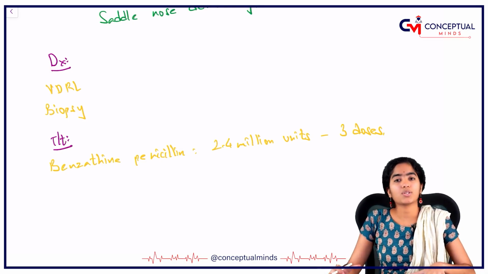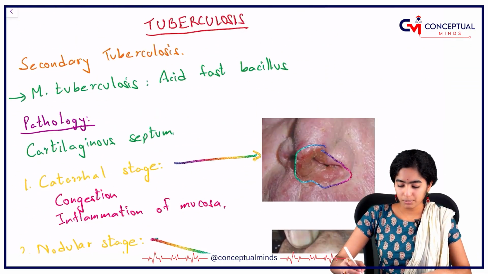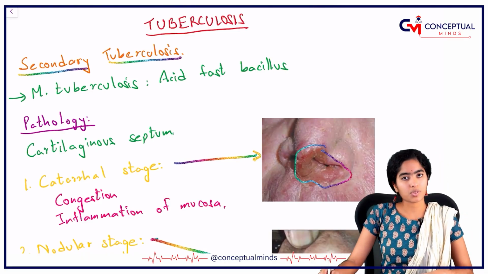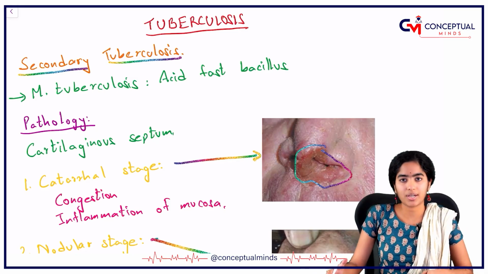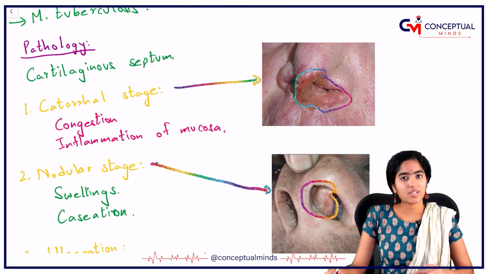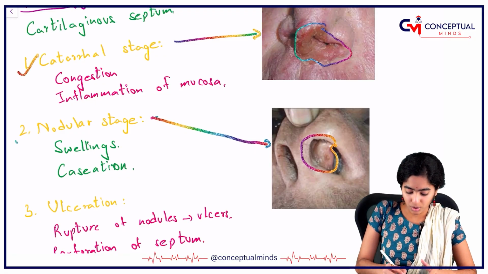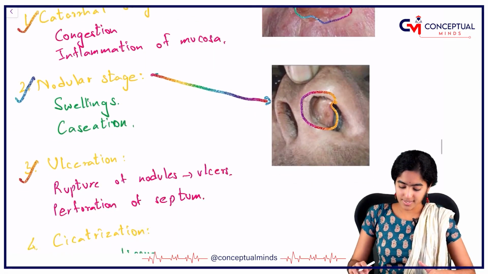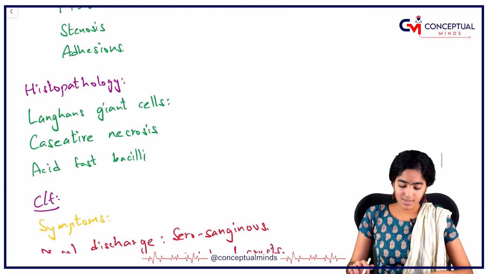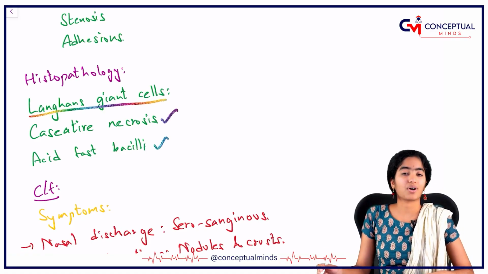So let me quickly revise all of them for you. First is tuberculosis. What are the important points? It is usually the secondary type of tuberculosis that occurs in the nose. Primary is very, very rare. Even secondary is rare for that matter, but it sometimes occurs, okay? So it affects the cartilaginous part of septum, and what are the four stages? First is the catarrhal stage, and then we have the nodular stage and ulcerative stage, and finally the cicatricial stage. Okay, and histopathology shows Langerhans type of giant cells, caseative necrosis, and acid-fast bacilli.